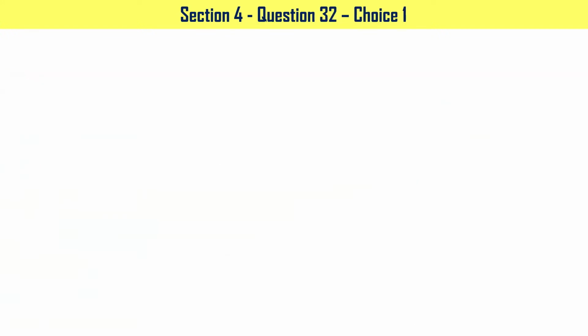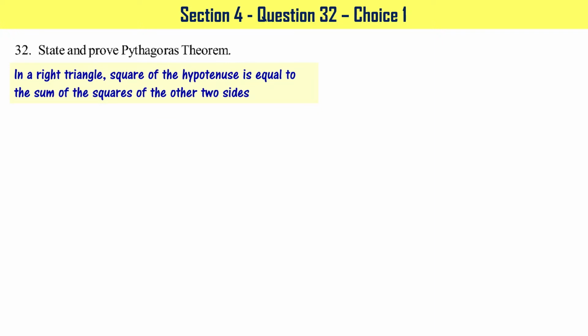Let's go to the next question, that is choice 1 of question number 32. State and prove Pythagoras theorem. Pythagoras theorem is stated as follows. In a right triangle, square of the hypotenuse is equal to the sum of the squares of the other two sides.